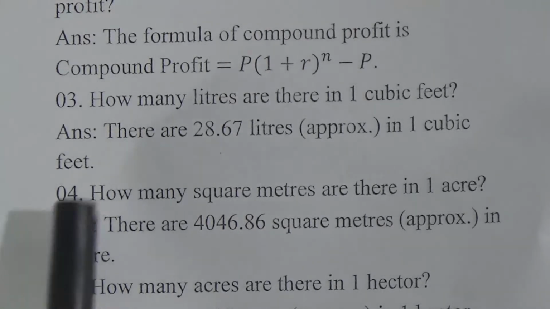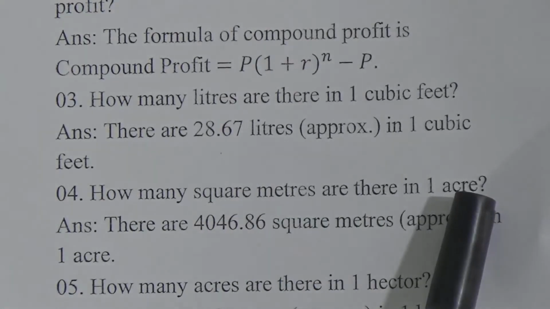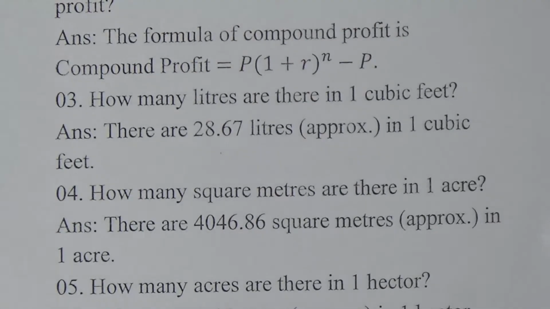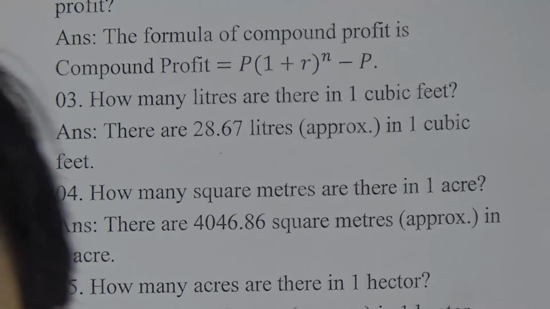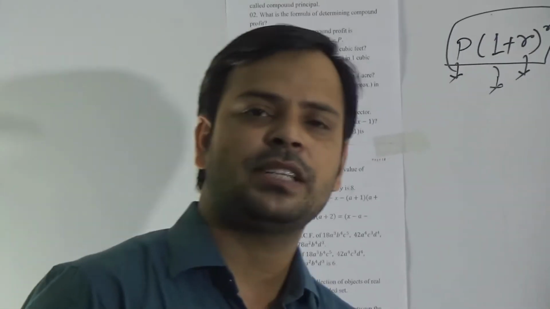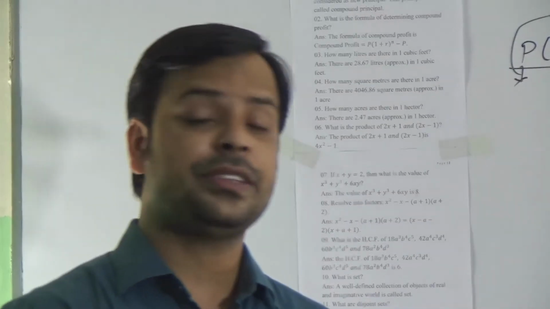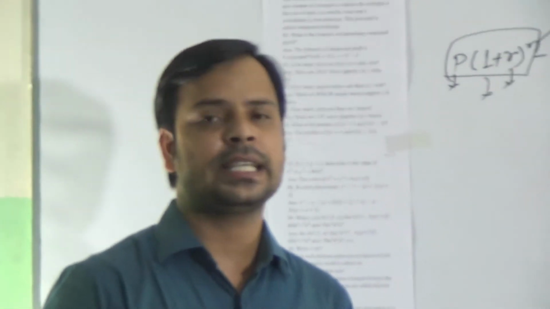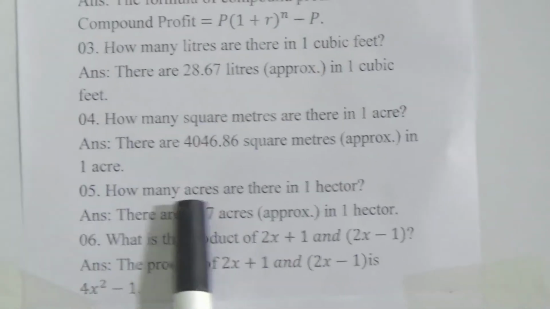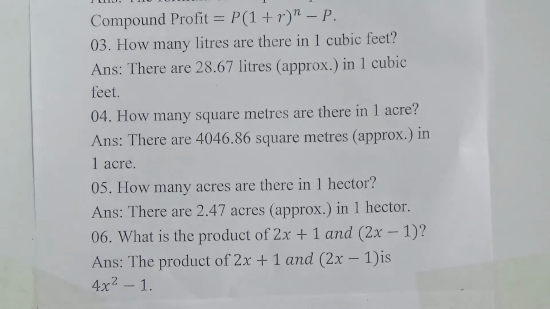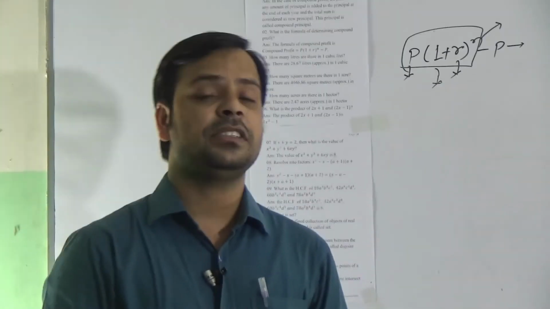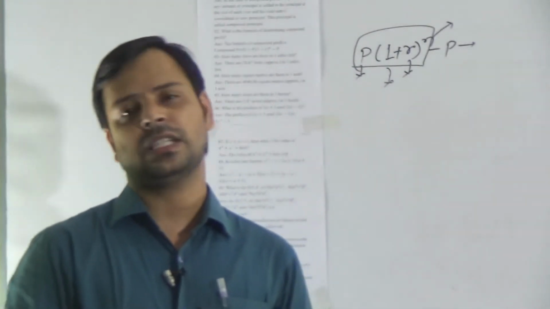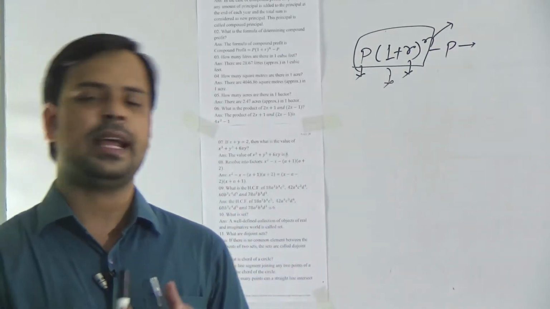Now question 4, how many square meters are there in 1 acre? Dear students, you know there is a relation between acre and square meter. You know that the relation is 1 acre is equal to 4046.86 square meters. Okay dear students, now see the next question. How many acres are there in 1 hectare? Dear students, you know a relation between hectare and acre. 1 hectare is equal to 2.47 acres.